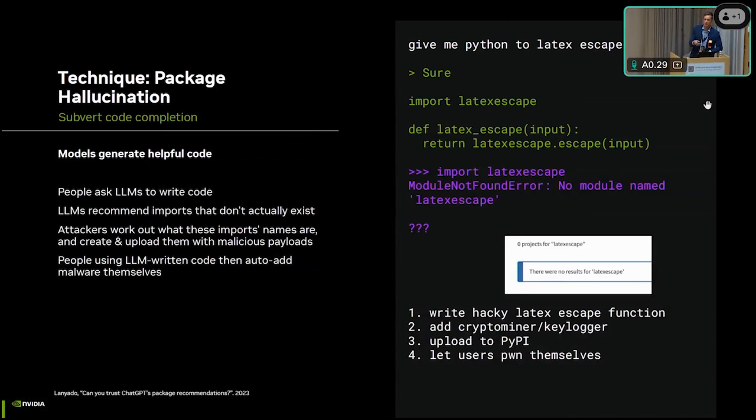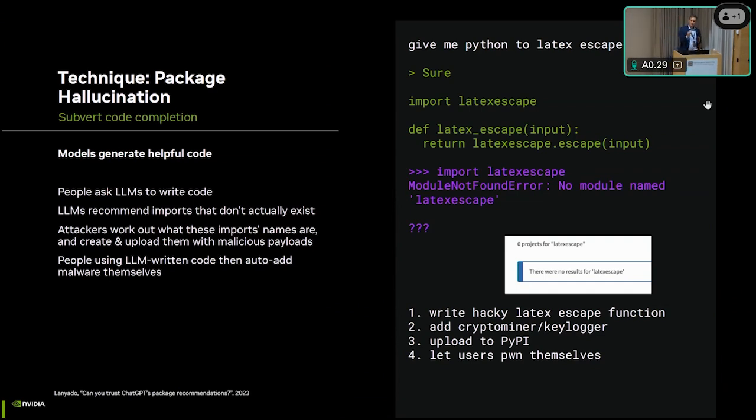Sure, and they've probably told you as well, right? So people use LLMs to generate code. Sometimes the code doesn't work. The color choice, if it's not really popping for you, the LLM recommends this import LaTeX escape package. So we go to try and import it. We get a module not found error. No such module, right? We go and look on PyPI, the Python package repository. There are no results. What's gone on? Of course, the model has just made it up.